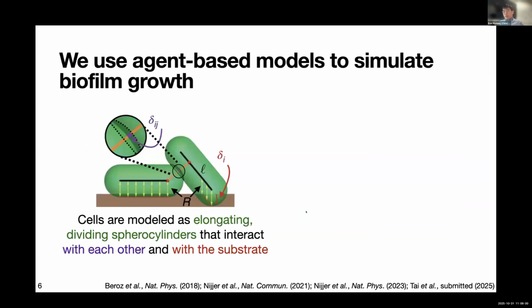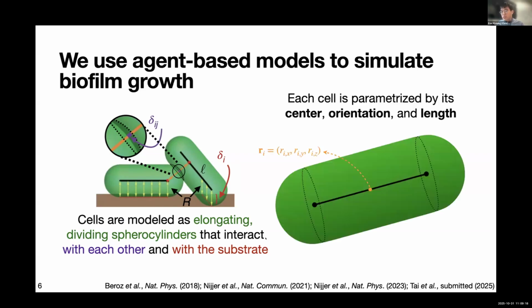So to do this, we turn to agent-based models. And I think the term agent-based model can mean different things to different people. But in our case, we model the cells as sphero-cylinders that grow in length and divide and interact mechanically with each other and with the substrate. To be more specific, each cell is a sphero-cylinder, as shown here, and is parameterized by its center, its orientation, which is a unit vector, its length, and its radius, which is fixed. So all cells have the same radius, and the cells are only growing in length over time.